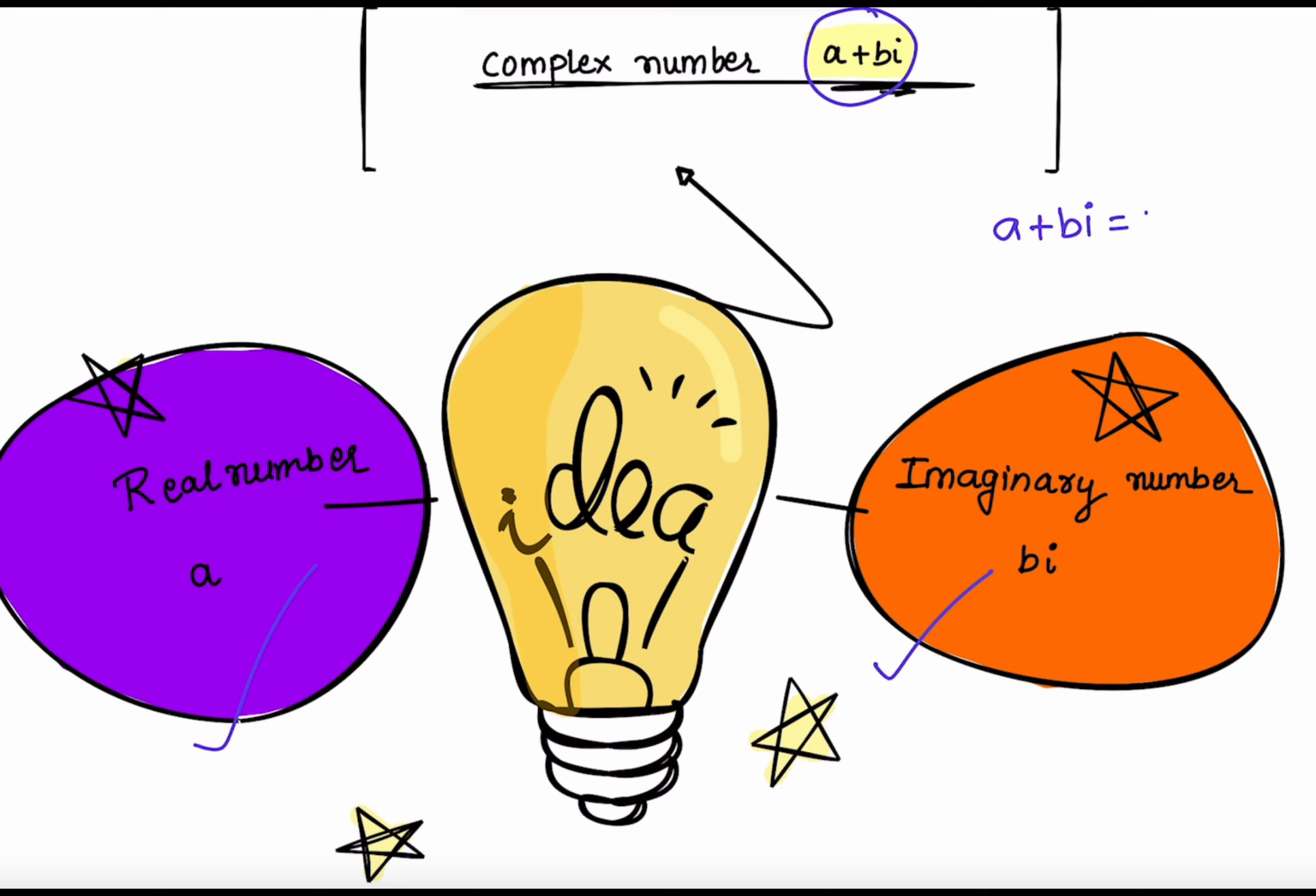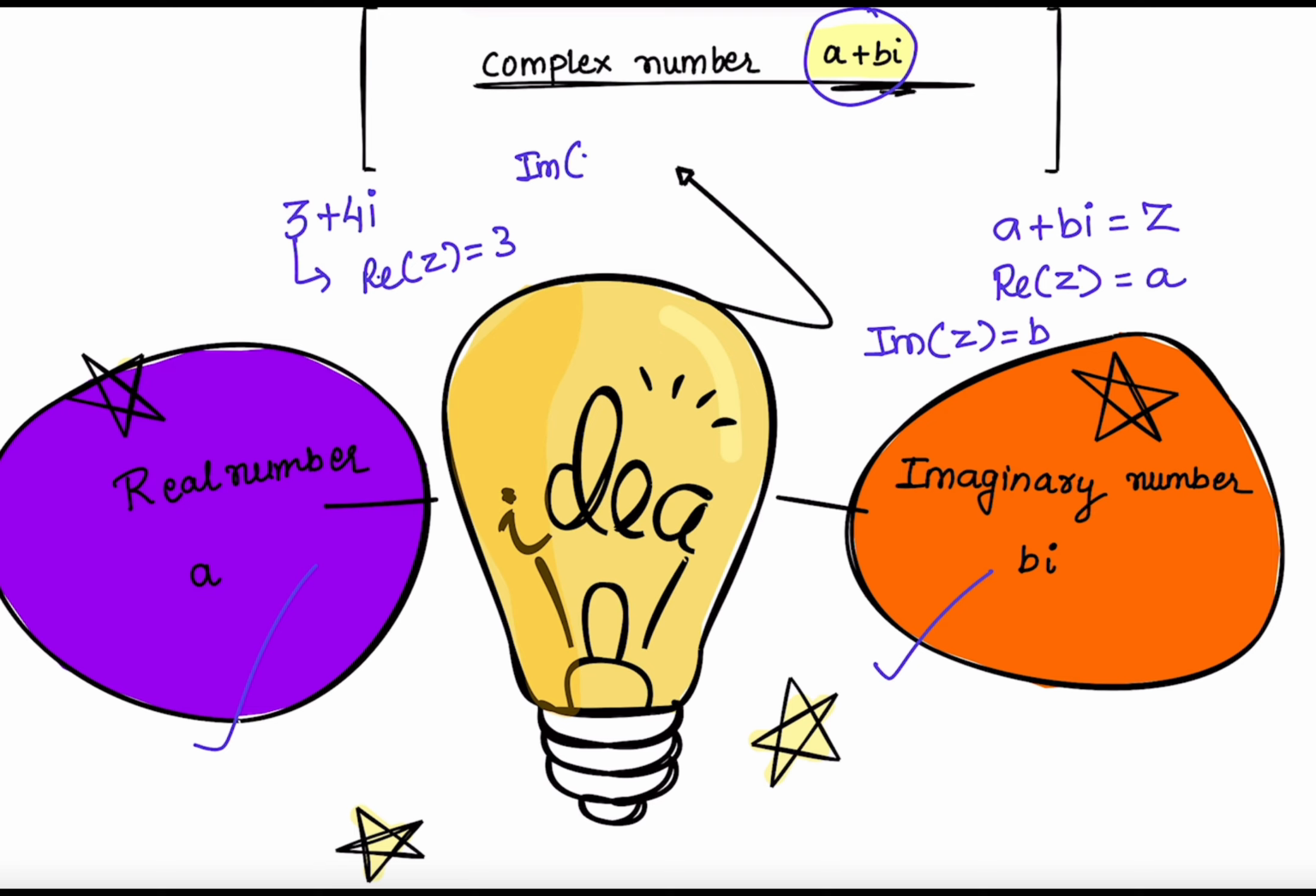It's always denoted by the letter z, and you should know that the real part of z, denoted by Re of z, is a, and the imaginary part of z is b and not bi, because bi is the imaginary number, b is the imaginary part. Okay, and if I want to describe a complex number, you can take a basic example like 3 plus 4i, where 3 is the real part of z and the imaginary part of z is 4.